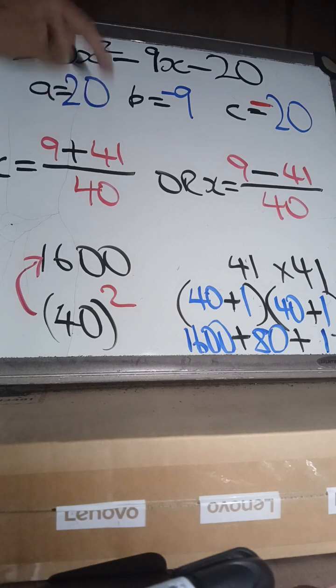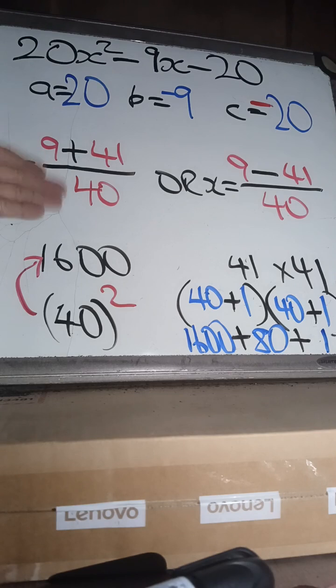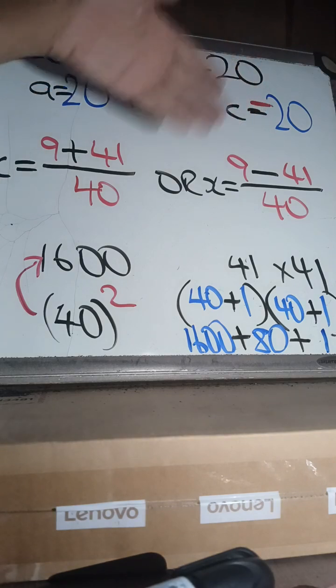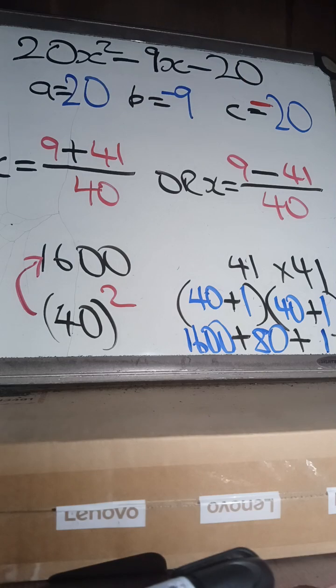9 plus 41 is 50 over 40. You just cross out the zeros. So this part will be 5 over 4. This one is going to be minus 32 over 40. And you can divide 32 and 40 by 4. So you're going to end up with 8 over 10. And if you end up with 8 over 10, you can reduce that again. 8 over 10, you divide them by 2, you get what? 4 over 5. So this is going to be 5 over 4, and this is going to be minus 4 over 5.